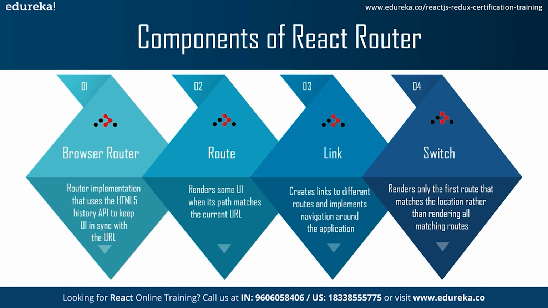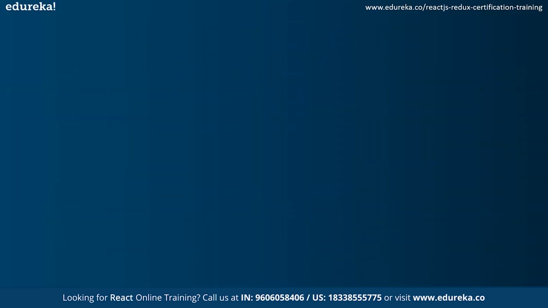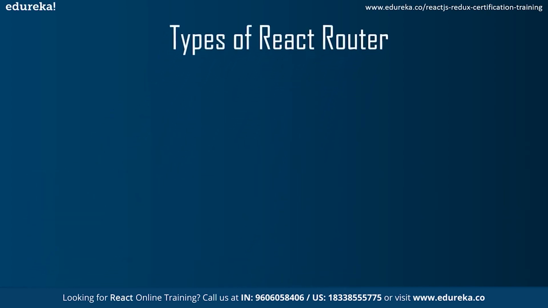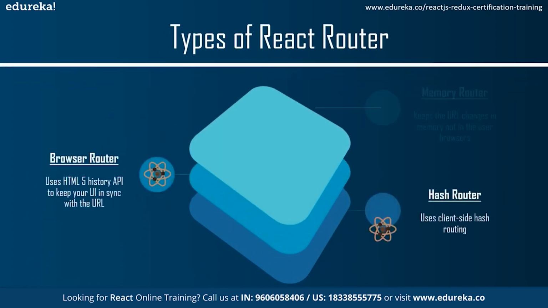So now I'll just open my VS Code, the editor which I am using. You can use whichever editor you want to use. And then we'll see how to include these components of React router on the basis of the part of the URL that the router will use to track the content that the user is trying to view. React router provides 3 different kinds of routers. Now we'll see the types of React routers. They are namely memory router, browser router, and hash router.